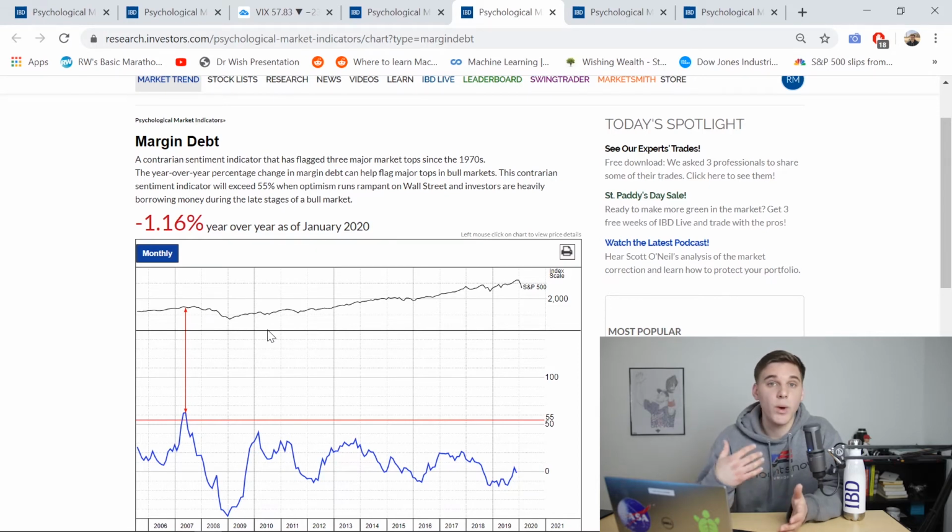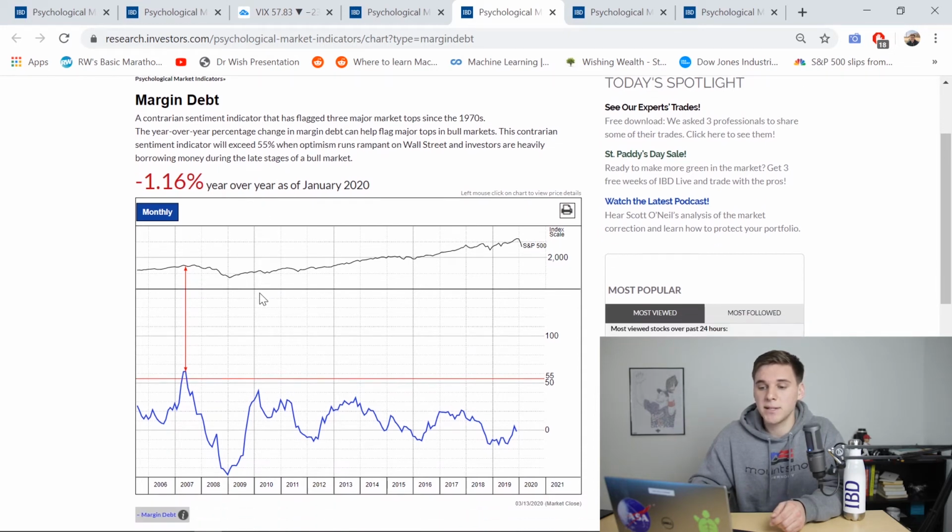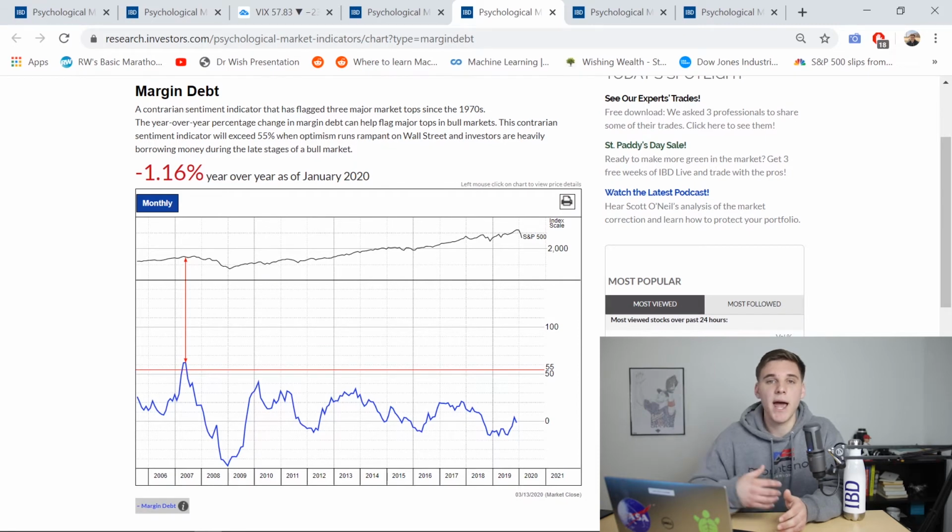And this means that when the stock market falls, they have to get rid of all that margin. And that means that the correction can really be significant. And as I said, the key level to watch is that 55%. And this contrarian sentiment indicator has successfully flagged 3 major market tops since the 1970s.